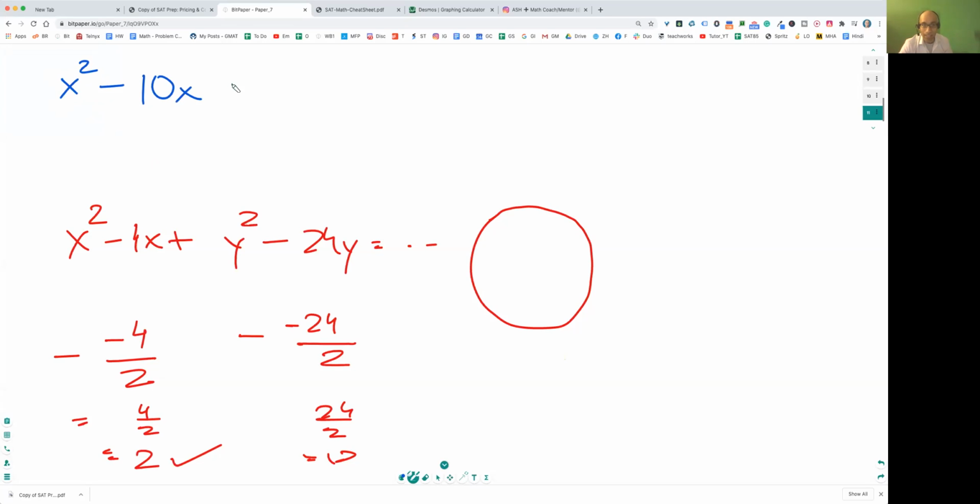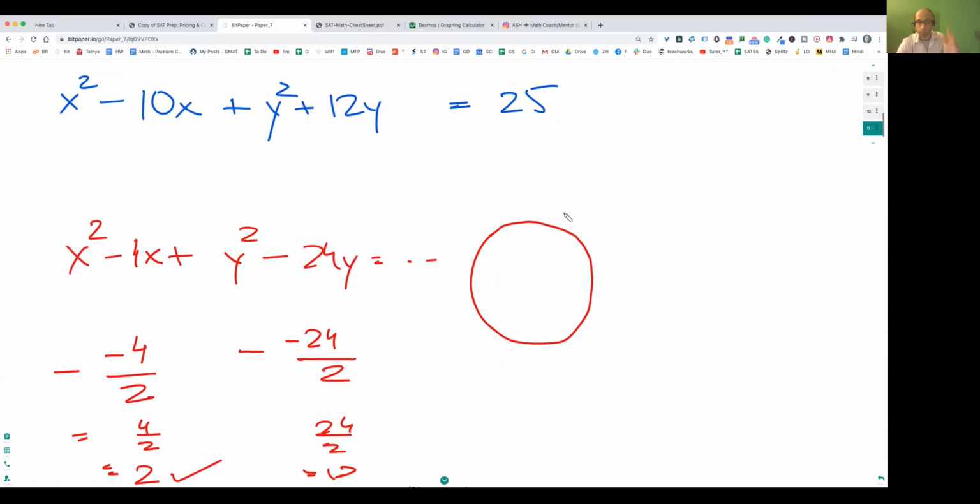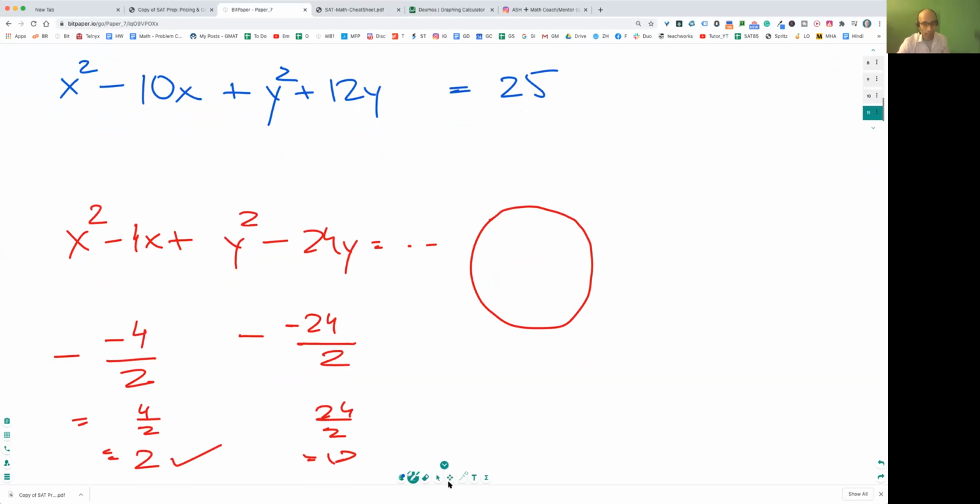So x squared minus 10x plus y squared plus 12y is equal to, let's say, 25. Okay, don't worry about this right-hand side. Just tell me really quickly, what are the coordinates of the center of the circle, guys? And then we're done. Yes, Danny, yes.